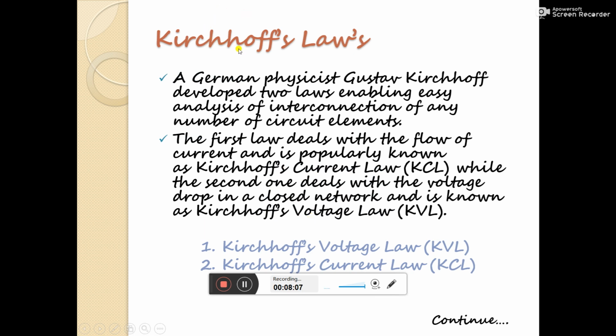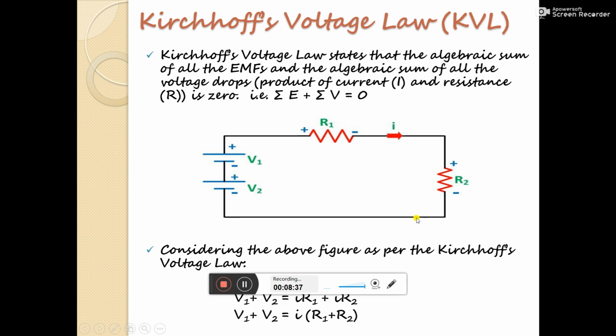Next we have Kirchhoff's laws. A German physicist, Gustav Kirchhoff, developed two laws enabling easy analysis of interconnections of any number of circuit elements. The first law deals with the flow of current, and it is popularly known as Kirchhoff's current law, while the second one deals with the voltage drop in a closed network, and it is known as Kirchhoff's voltage law. Let us discuss Kirchhoff's voltage law.